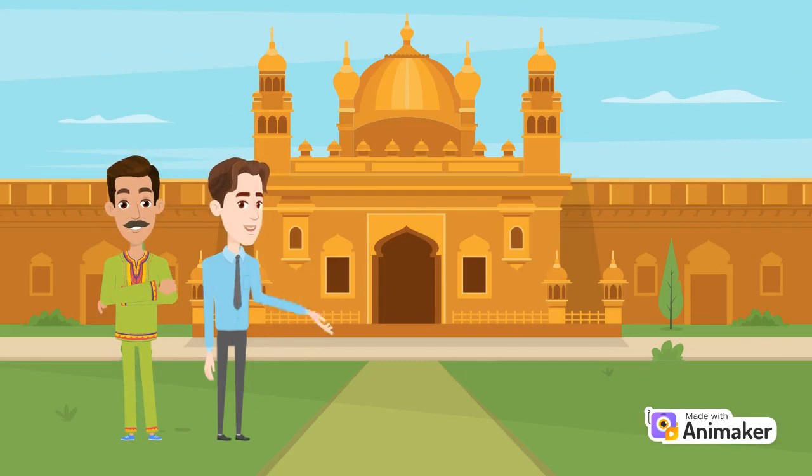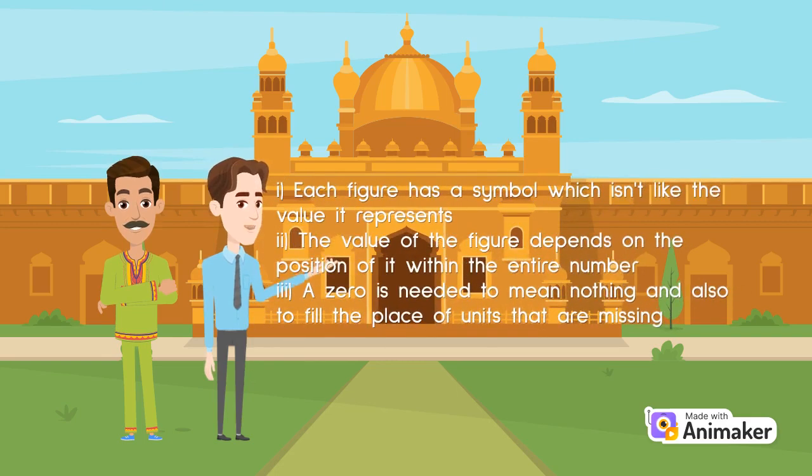What we know today comes directly from the work of Indian civilization, so thank you, Indian civilization. The success of their way of writing fractions is due to the number system they created, which has three main ideas. The first one, each figure has a symbol which isn't like the value it represents. The second one, the value of the figure depends on the position of it within the entire number. And the third one, 0 is needed to mean nothing and also to fill the place of units that are missing.